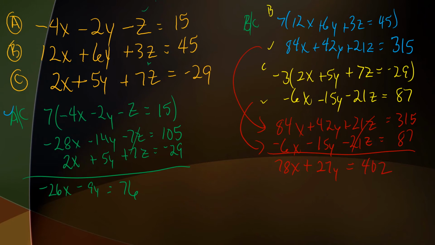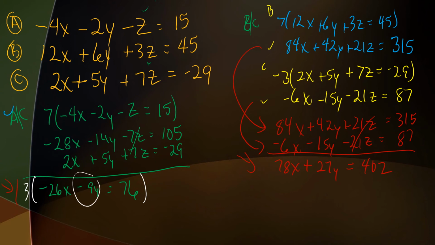All right, so now I've got my result of my AC right here and my BC right here. And I still want to try to eliminate a variable. And let's see, so I've got negative 26x minus 9y equals 76. And then I've got 78x plus 27y equals 402. Well, if I multiply this equation here by 3, I'm going to get a negative 27y, and I can use that to cancel.